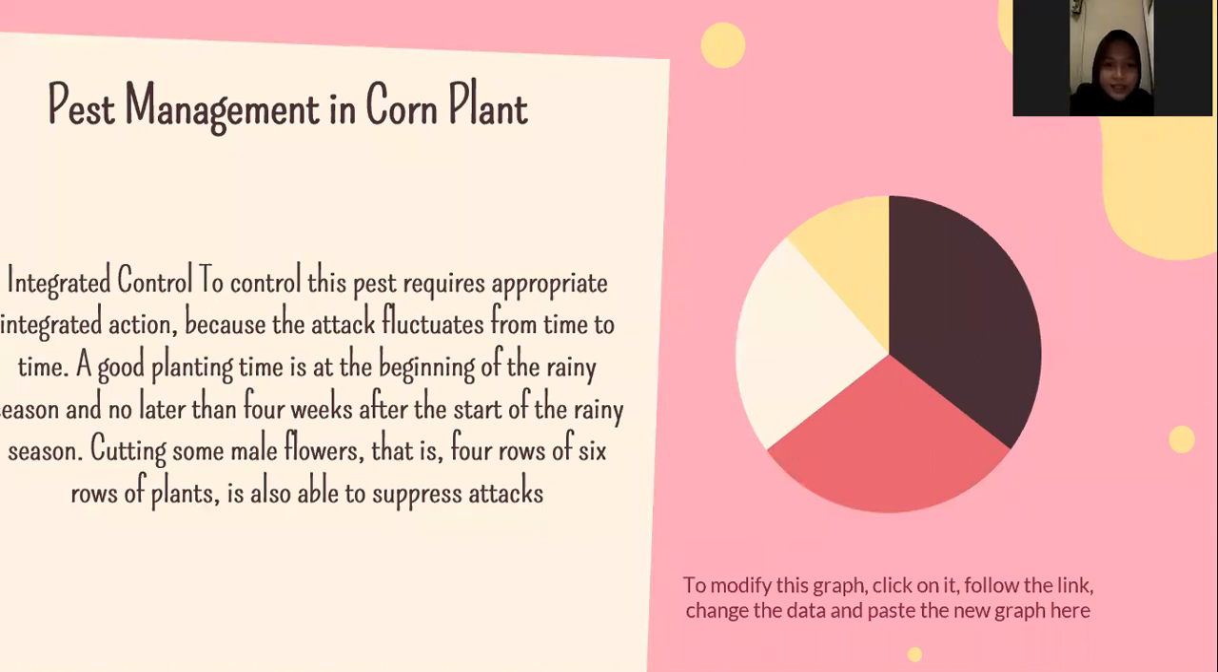The next slide is pest management in corn plant. Integrated control of this pest requires appropriate integrated action because the attack fluctuates from time to time. A good planting time is at the beginning of the rainy season and no later than 4 weeks after the start of the rainy season. Cutting some male flowers, that is 4 rows of 6 rows of plants, is also a way to suppress attack.